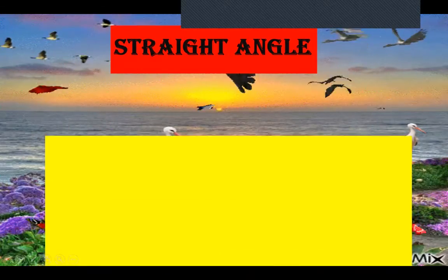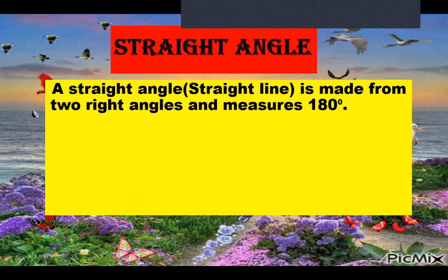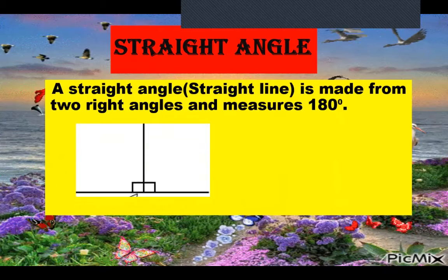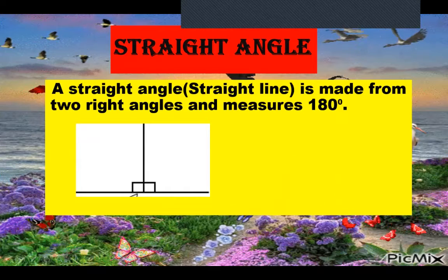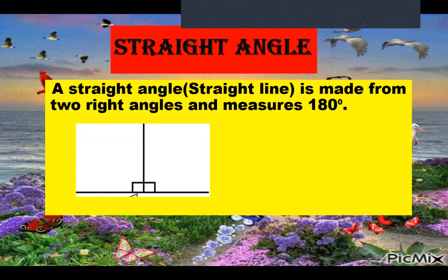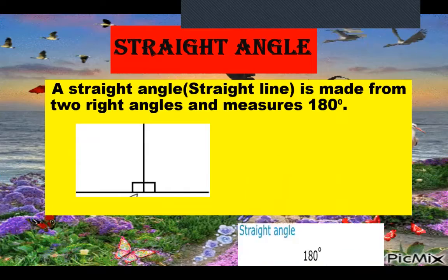Straight angle. A straight angle or a straight line is made from two right angles and measures 180 degrees. Here you can see there is a straight line or a straight angle which is made from two right angles, one from the left and the other from the right, and both of them together form 180 degrees.